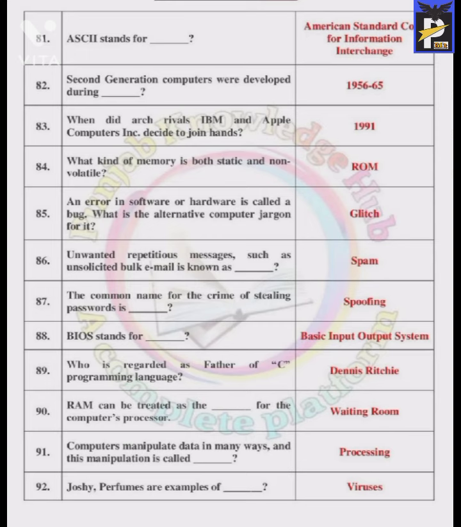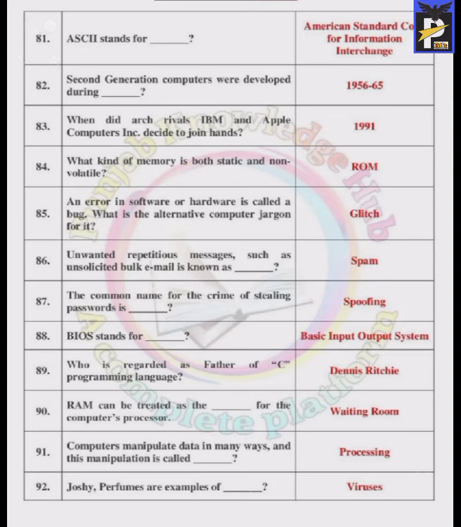What kind of memory is both static and non-volatile? ROM. An error in software or hardware is called a bug. What is the alternative computer jargon for it? Glitch. Unwanted repetitious messages such as unsolicited bulk e-mail is known as? Spam. The common name for the crime of stealing passwords is? Spoofing. BIOS stands for? Basic Input-Output System.